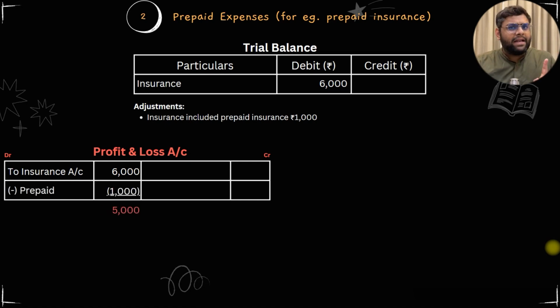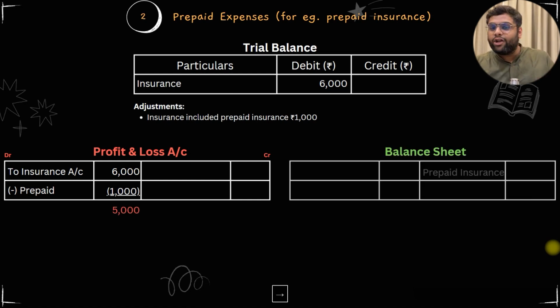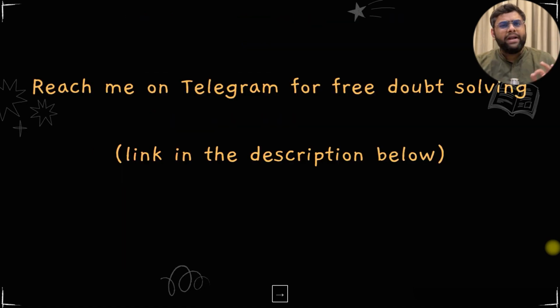Now, prepaid insurance is also your asset, so the second effect will be in the balance sheet on the asset side. Prepaid insurance 1,000.